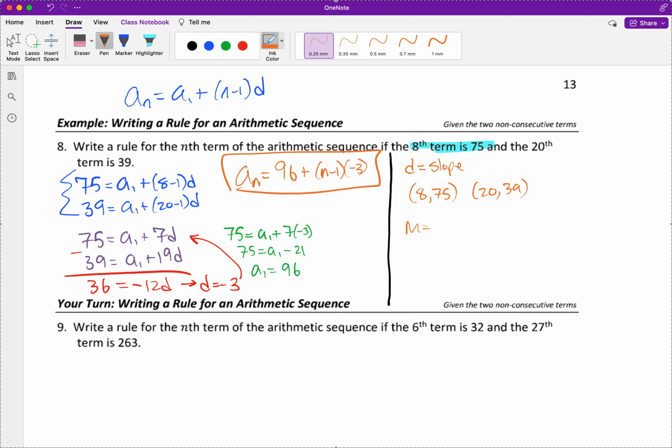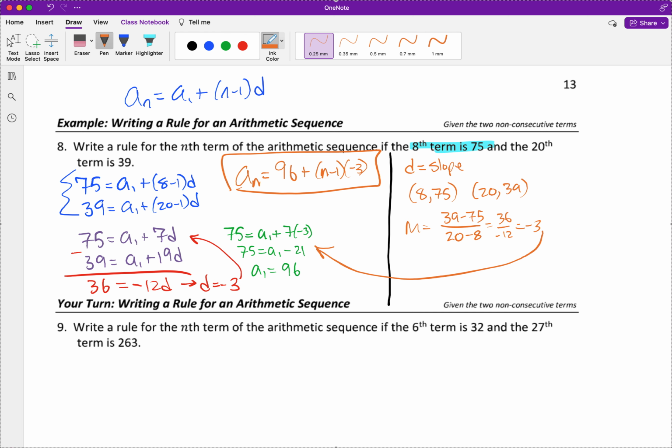So we know that the slope would be 39 minus 75, y2 minus y1, over 20 minus 8, so x2 minus x1. That's going to equal 36 over negative 12, which is negative 3. And we now know the slope. And then we basically just do the same idea that we did over here to figure out what A1 is. And then once we know that, then we know the rule. So this is an alternate way of doing things if you like.